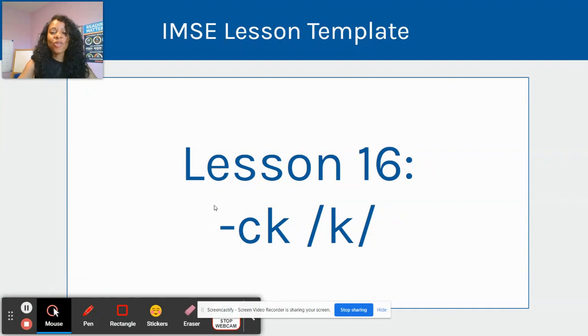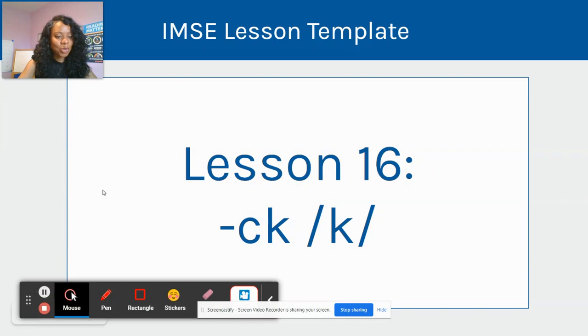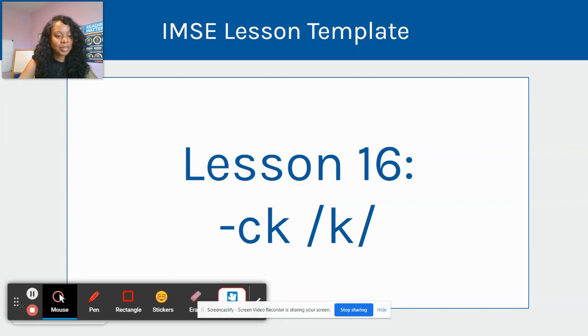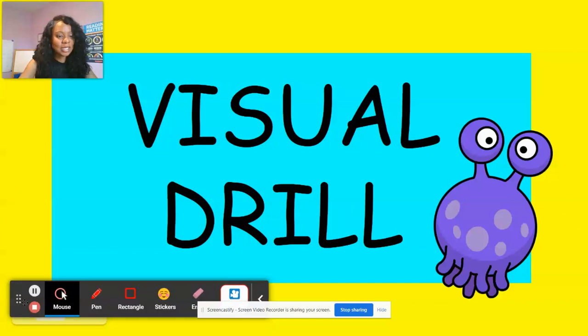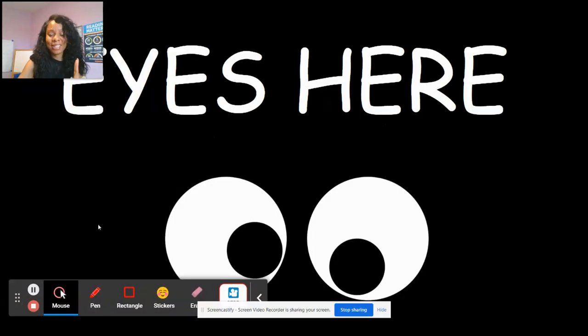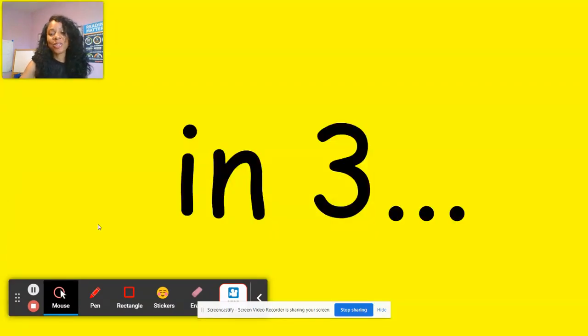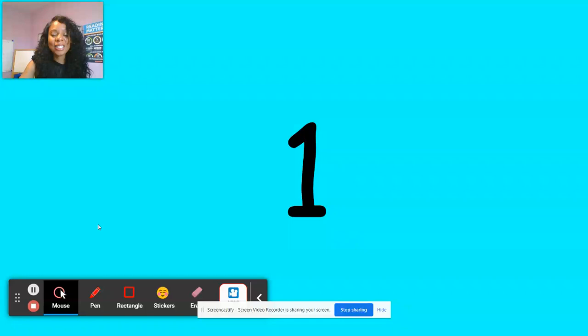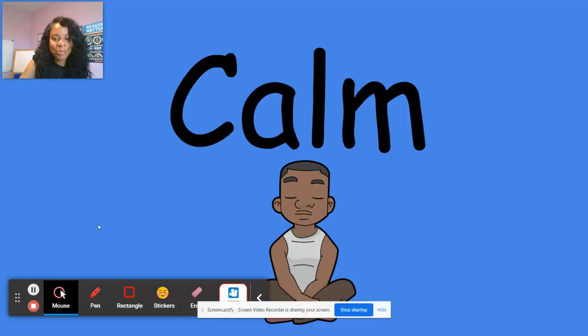Okay, here we go. First I want to make sure that we are all set and ready to get started. I'm going to move this little cursor down here at the bottom of my screen so I can see really well. So we're going to start with our visual drill. I want your eyes here on the screen. Are your eyes here on the screen? Good. And we're going to get started in 3, 2, 1. Get ready to spread your wings, become a super reader.